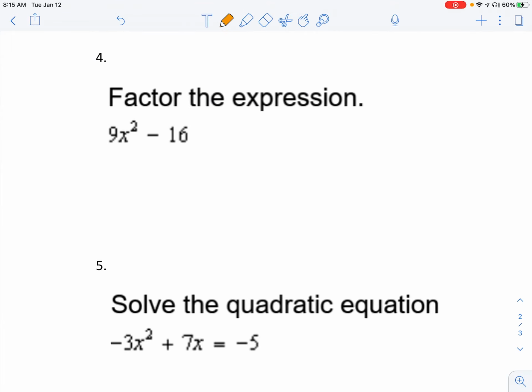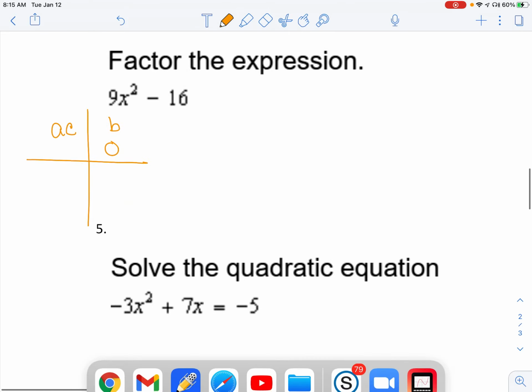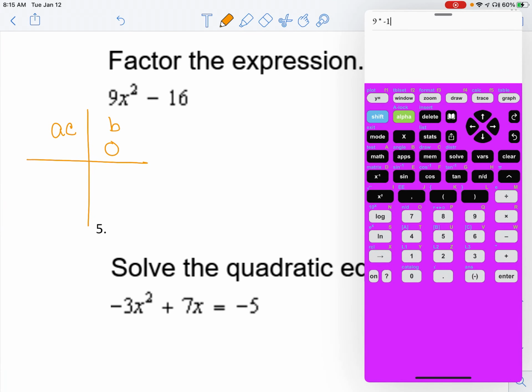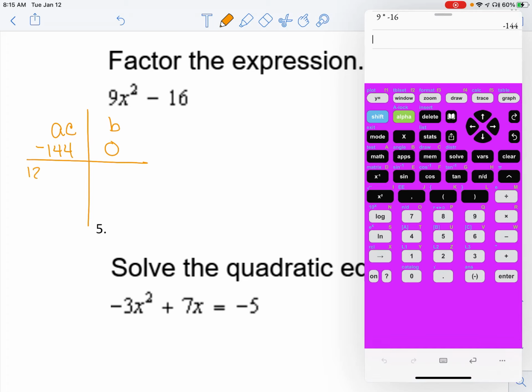Number 4 deals with factoring. Now, some of you might be able to just recognize this is the difference of perfect squares. Some of you might not. Let's say that you can't recognize that. You'll do a times c and b. In this case, b is missing, so it's 0. A times c is 9 times -16, so -144. So I need two magic numbers that multiply to -144 but add to 0.